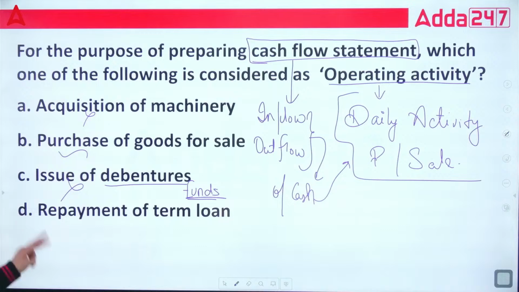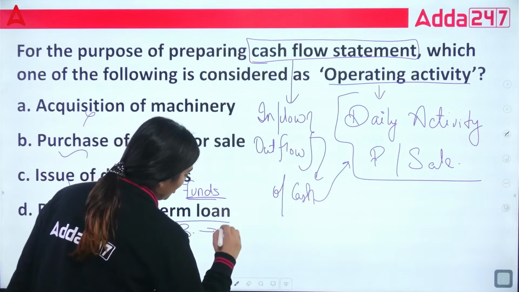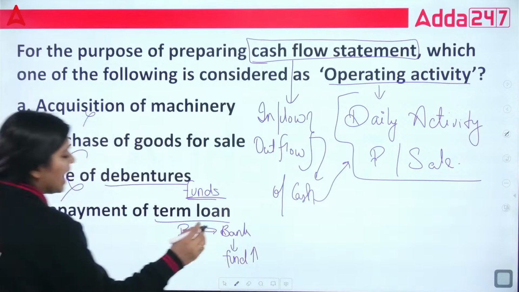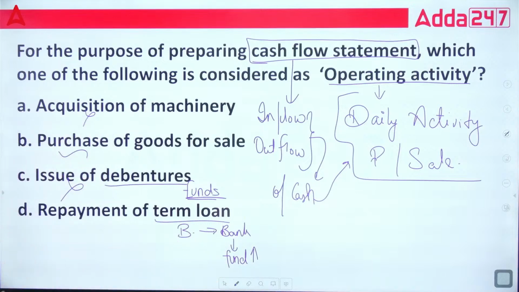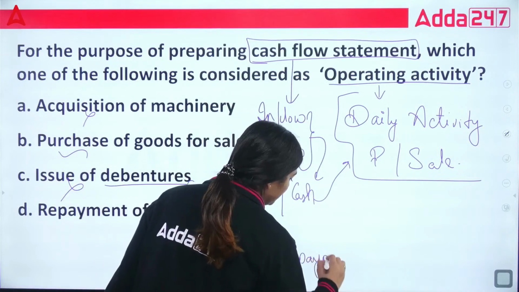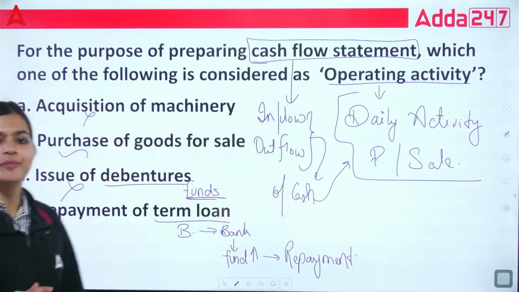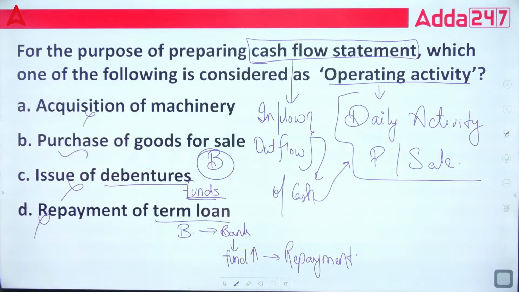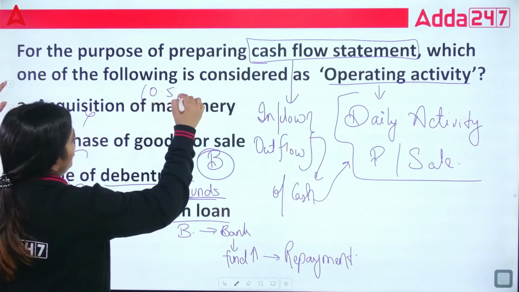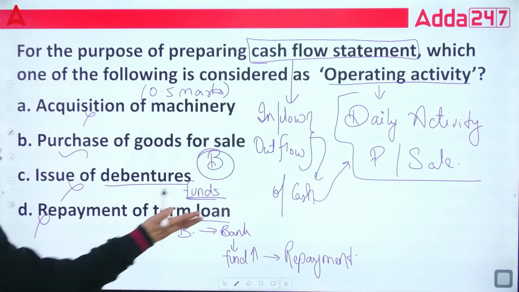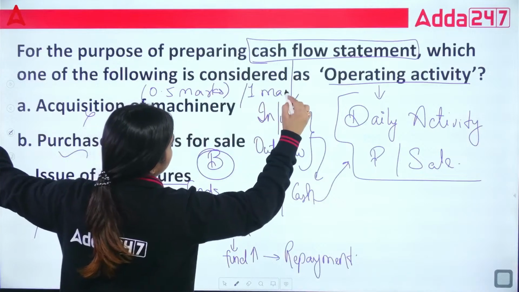Repayment of term loan. You borrowed from the bank so that you can increase your funds. And as soon as you are borrowing something, you need to repay. So the repayment of this loan is also not your operating activity. So the correct option of this question is your option B. Chali. I hope you understood. This is again a very simple question. They can ask you this for 0.5 marks. Yes, these types of questions are going to come in the exam for 0.5, or they can ask you for 1 mark also. Chali.